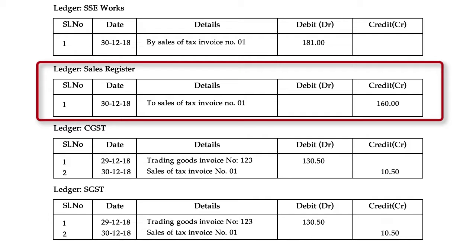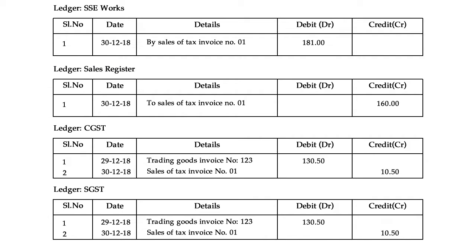Because we are not updating the sales register with 181 rupees, we are updating it with 160 rupees, because we need to keep track of CGST, SGST and IGST separately so that we can file the GST later on. So in the sales ledger, only the actual product cost before taxation is considered, which is 160 rupees. So the sales ledger or register is credited by 160 rupees.